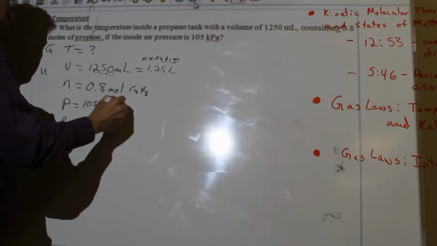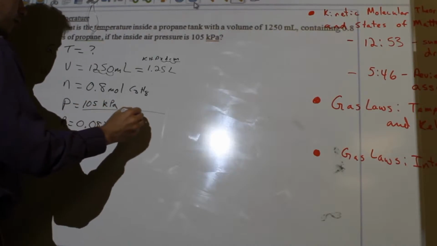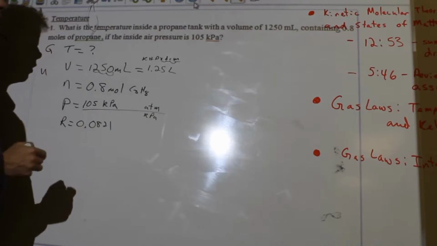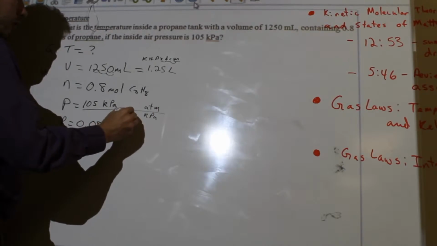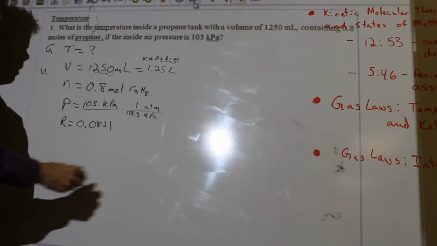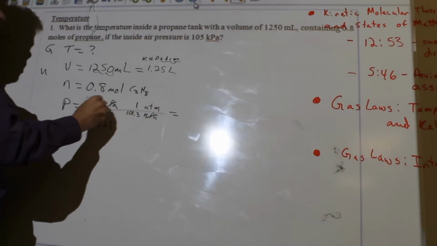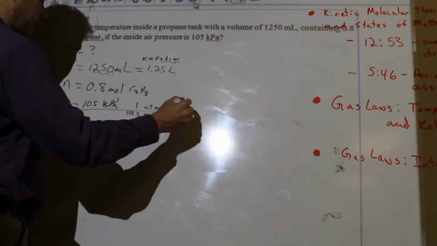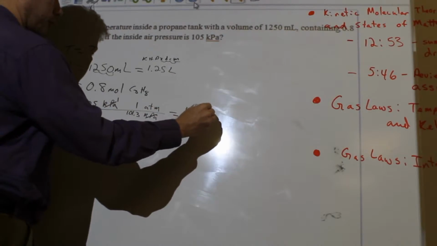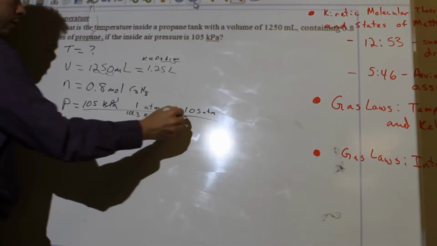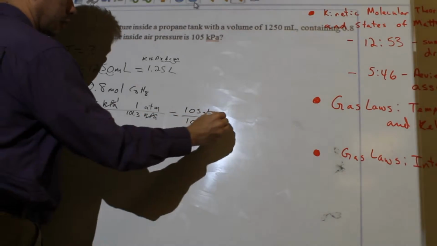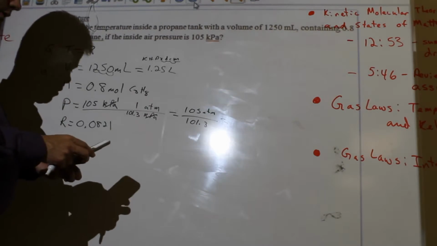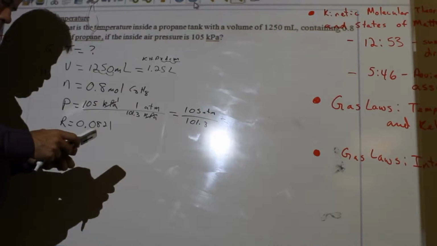Moles is good. kPa, we have to change it. So kPa, changing it to atmospheres. Look in your notes and you will see that 101.3 kPa is equal to 1 atmosphere. kPa divided by kPa cancels to 1. 105 times 1 times 1 times atmospheres is 105 atmospheres divided by 101.3. And plug that in our calculator and we'll get something around 1 point something.